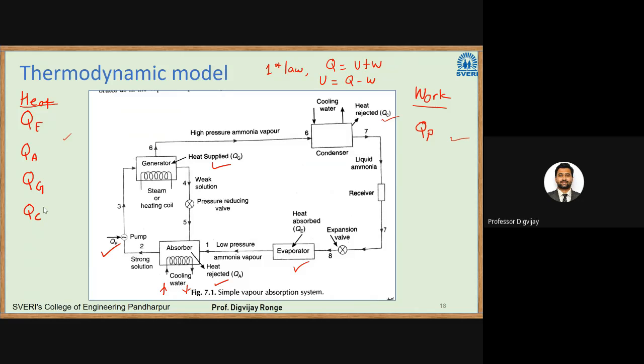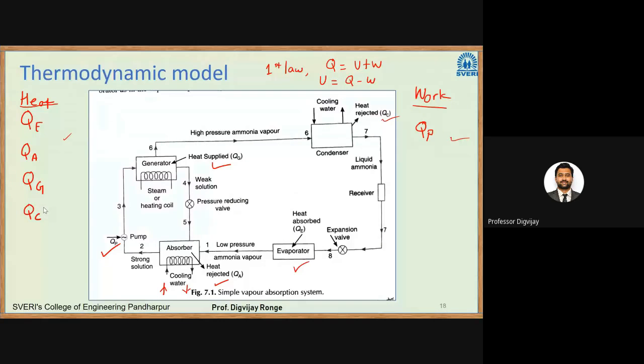VARS stands for vapor absorption refrigeration system, in which the compressor part of the VCRS system is replaced by an absorber, pump, and generator. Why are we doing that? We want to reduce our dependency on electricity. In the VARS system, we are not that dependent on electricity. We depend on renewable sources like solar energy or waste heat, which we supply to the generator. So dependency on electricity is minimized.